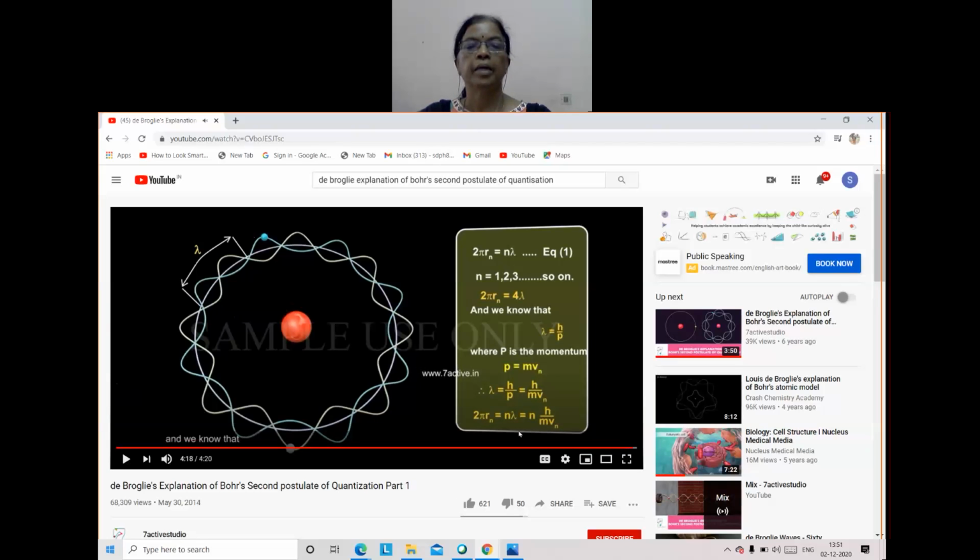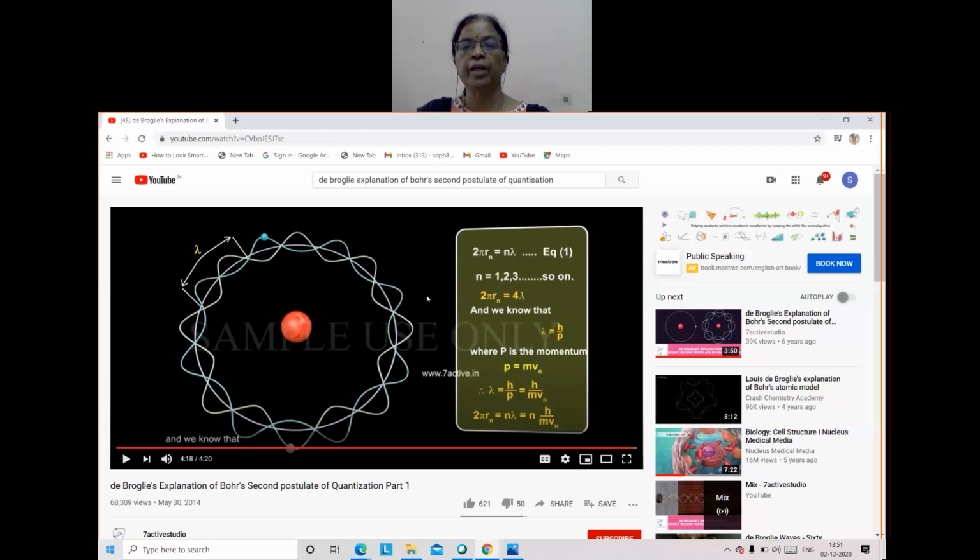Okay, children, this is actually what we have to study: de Broglie's explanation of Bohr's second postulate. What is Bohr's second postulate? Angular momentum, m v r equals n h by 2 pi. That is, an integral multiple of h by 2 pi. That is Bohr's second postulate. Everybody should know that. Angular momentum m v r is an integral multiple of h by 2 pi.